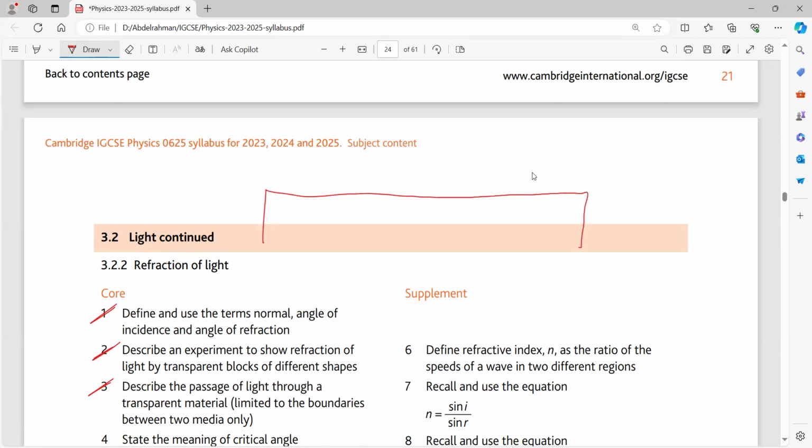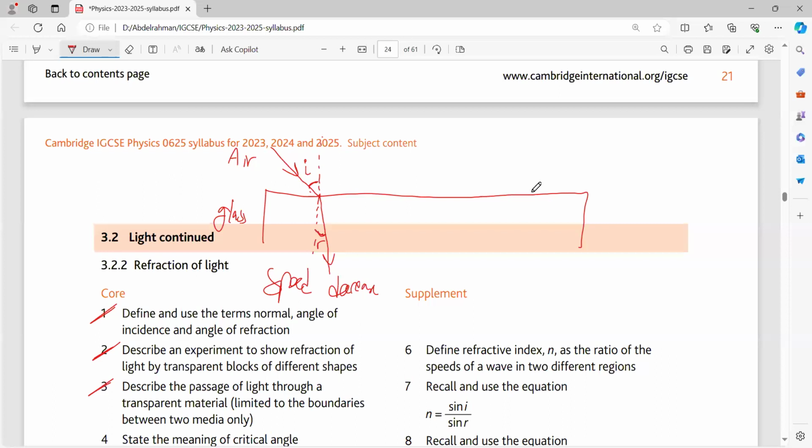Let's say that this is the glass and this is the air. As the light moves from the air, you have to draw the arrow. As it moves from the air to the glass, this is the normal, and this is the angle of incidence. What happens is it gets closer to the normal. This would be the angle of refraction, I and R. As it gets closer to the normal, the angle of refraction decreases, the wavelength decreases, and the speed also decreases as it moves from the air to the glass.